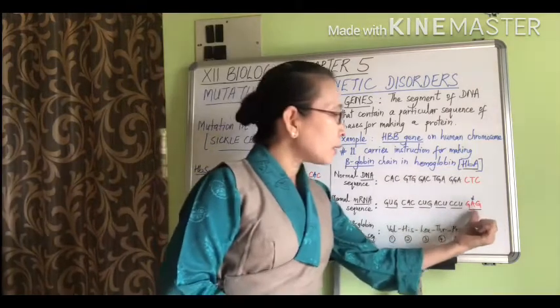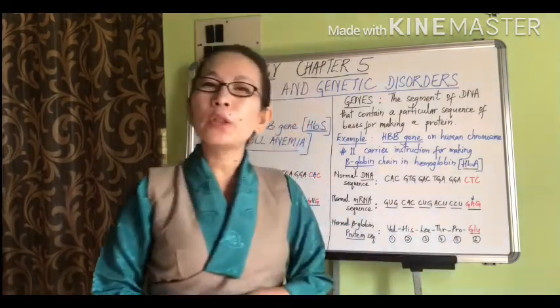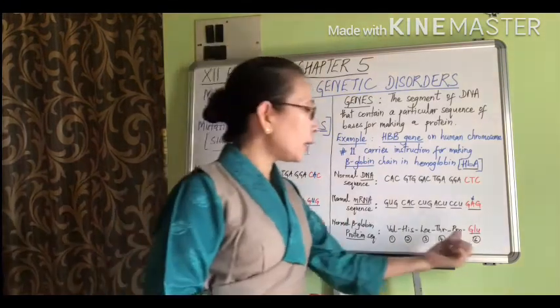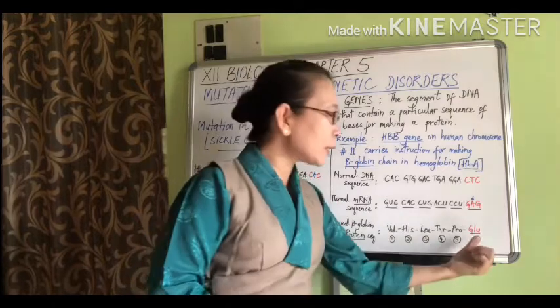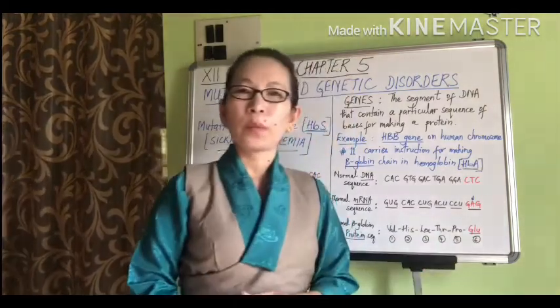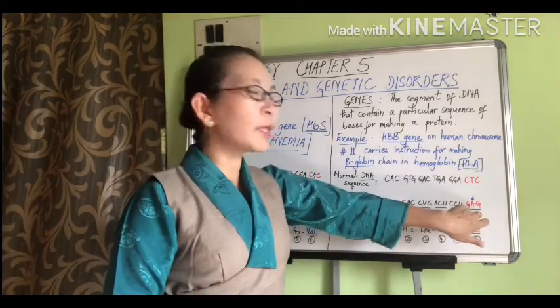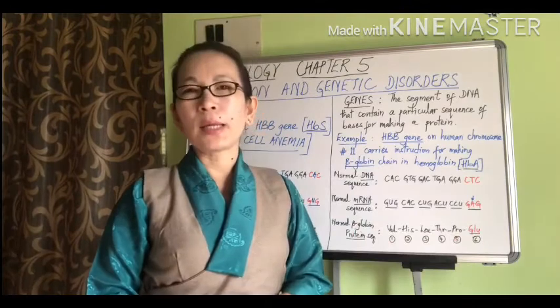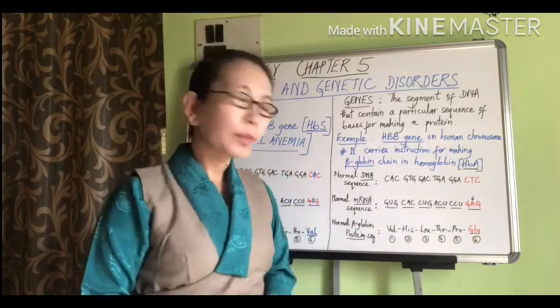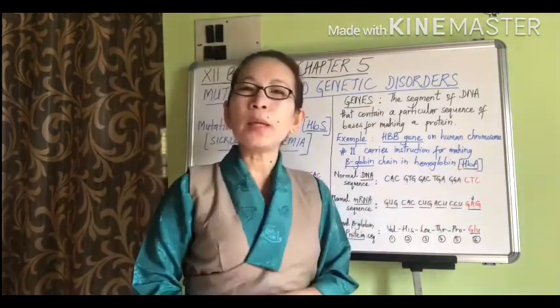And the GAG codon would then be coding for a particular amino acid, and the 6th amino acid coded by the GAG codon is GLU, which stands for glutamic acid. So a normal GAG codon is coding for glutamic acid at the 6th position. And this results in the formation of a normal hemoglobin, which is denoted as HbA.